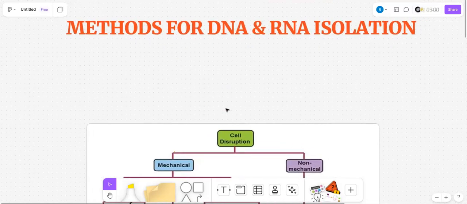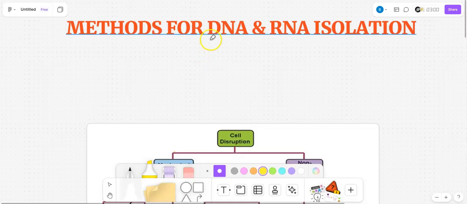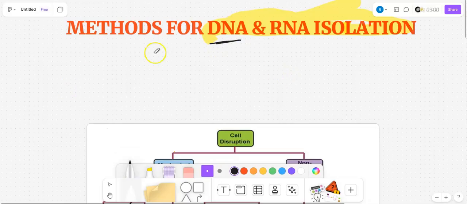Today's topic is methods for DNA and RNA isolation. In this session we'll discuss how nucleic acids can be isolated. Initially, DNA and RNA are the nucleic acids. Right? Where will this DNA or RNA be present? Suppose we take a cell.